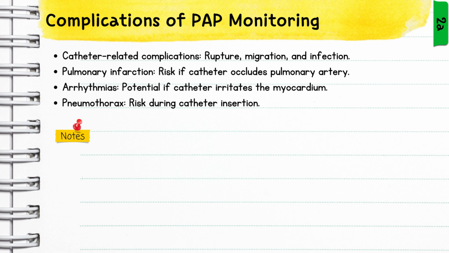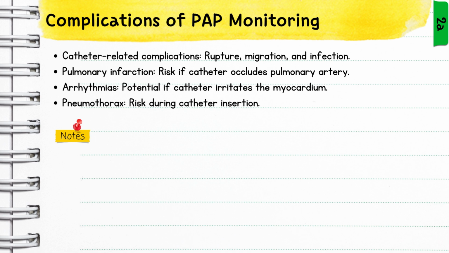So some complications are similar to the others. You can have rupture, migration, infection. We already talked about those. There's also a risk of infection and all those kinds of things that we talked about for the central line for the CVP, as well as the ART line.